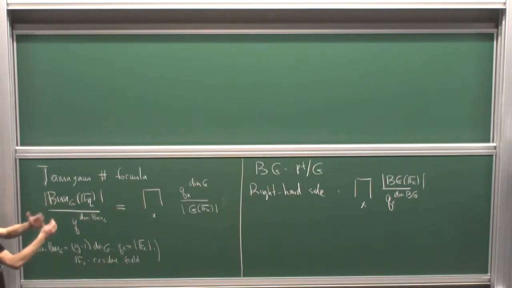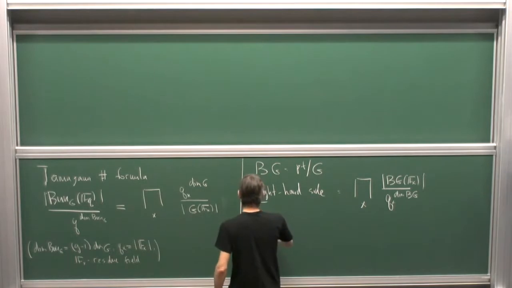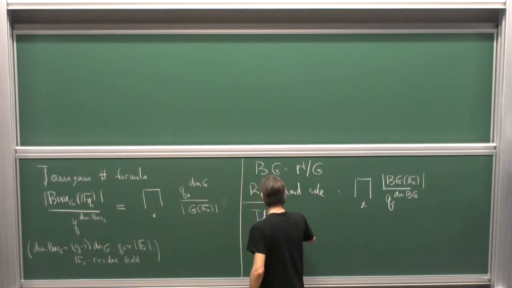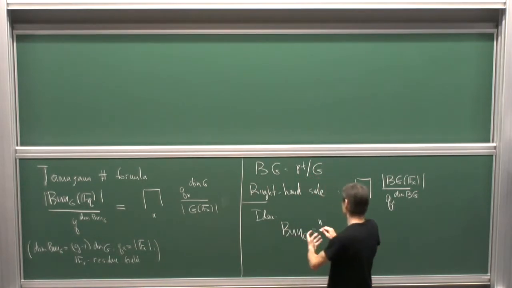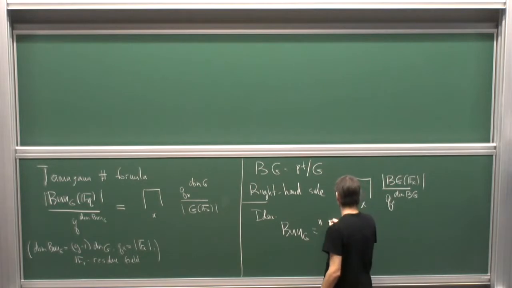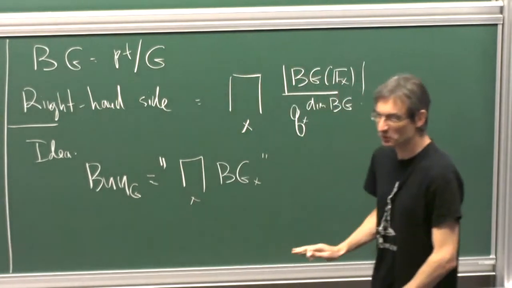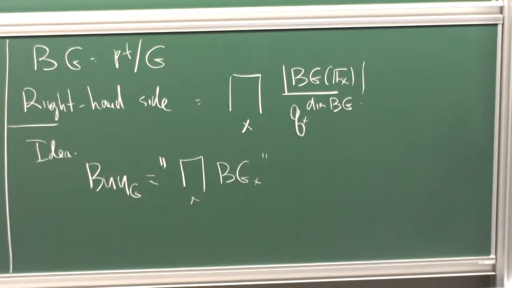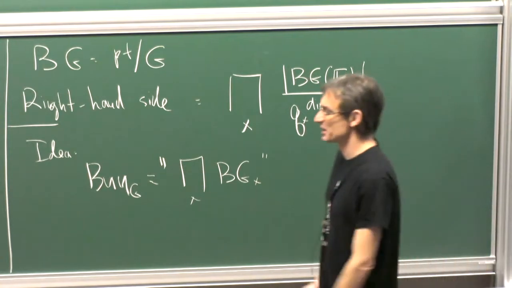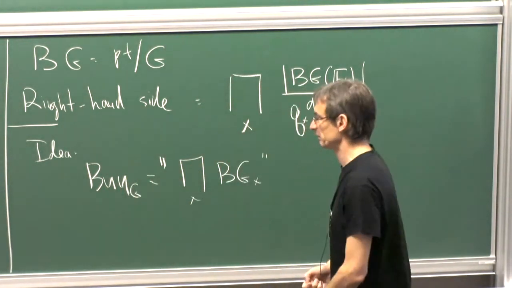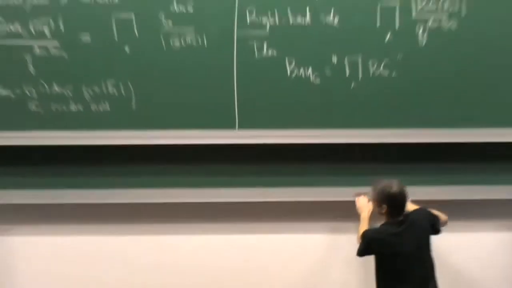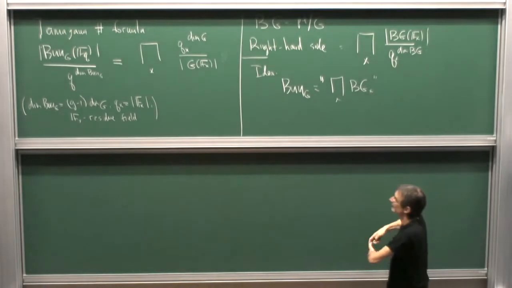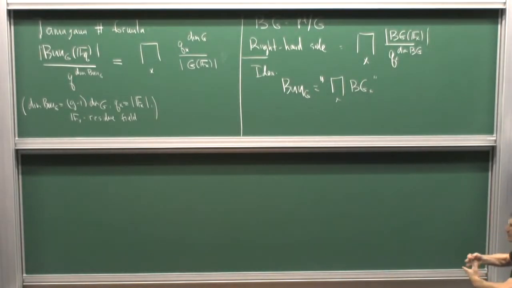So what you kind of deduce from this is some idea, which is of course not at all true, that Bun_G is, in very emphasized quotation marks, the product of these BGs. It's in no sense true, but somehow it's true at the level of counting. The number of points becomes the same. So this is the idea that we want to realize. It's kind of a local to global principle that manifests itself in the counting.